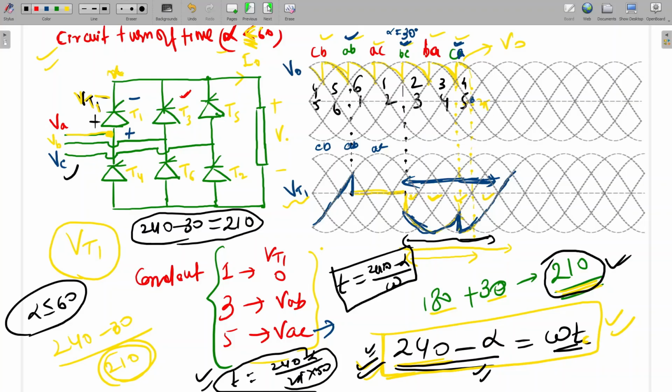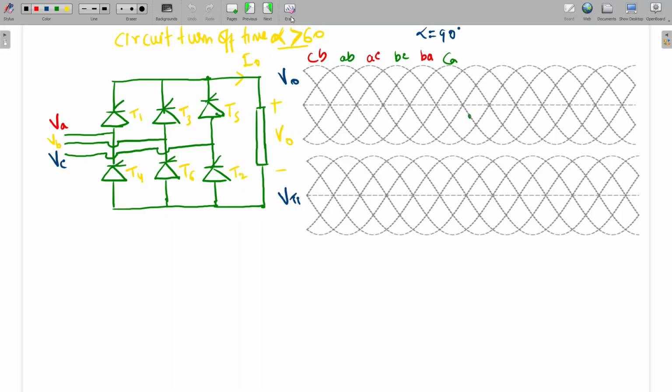So coming to the next case: alpha greater than 60. I'm choosing a value alpha equal to 90 degree. So let's draw the waveform first. This is 0, here 60, and this 30, 90. So it will start from here and it will follow this path.